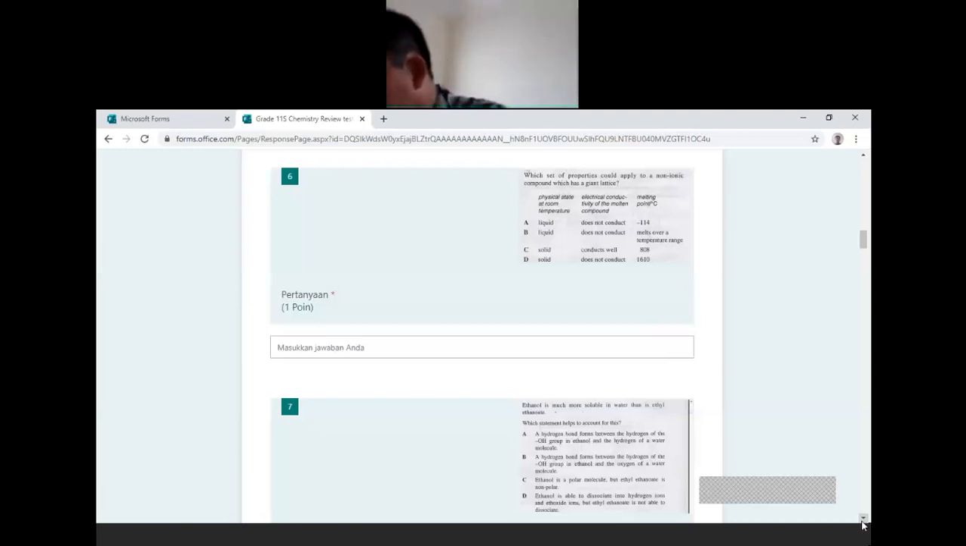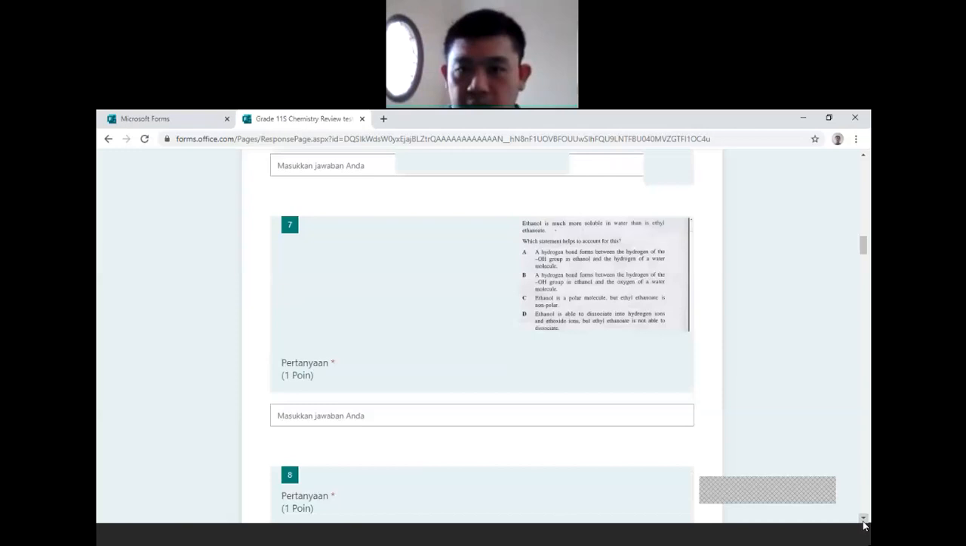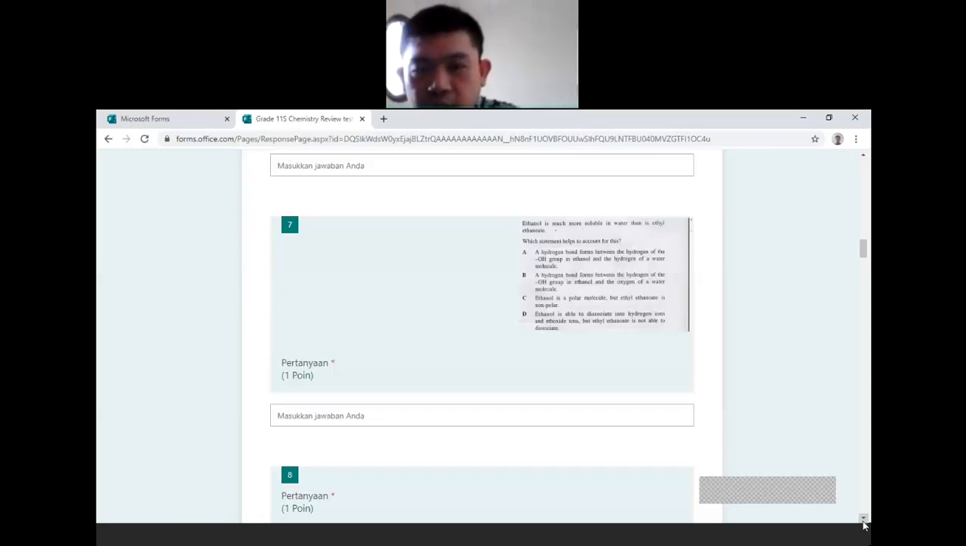And then next number, ethanol is much more soluble in water than ethyl ethanoate. Which statement helps to account for this? In option A, hydrogen bond forms between the hydrogen of the OH group in the ethanol and the hydrogen of water molecule.